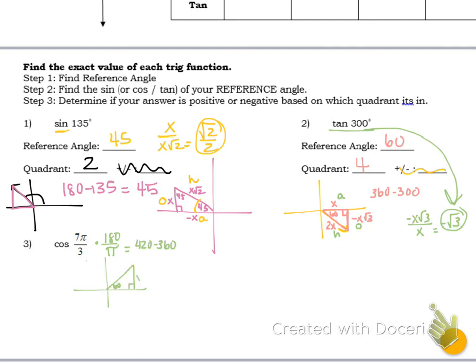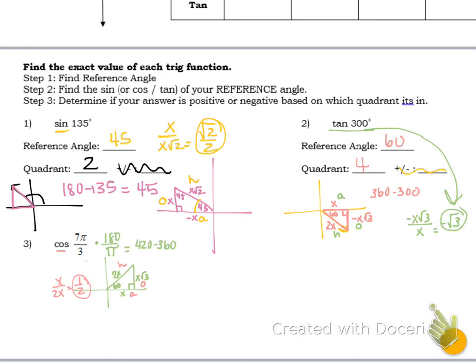Okay, across from my 60 is x square root 3. Across from my right angle is 2x. And then across from my 30 is x. All of them should be positive because they're going up and right. If I go ahead and label my O's and A's, I've got opposite, adjacent, hypotenuse, and we are doing cosine, so I need my A, then my H, which will simplify to 1/2.